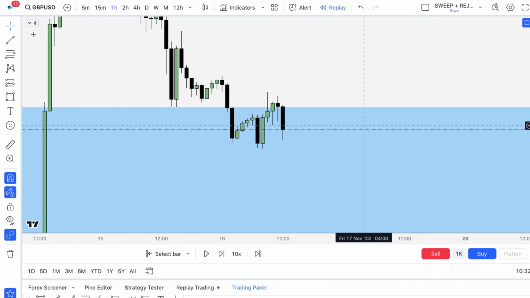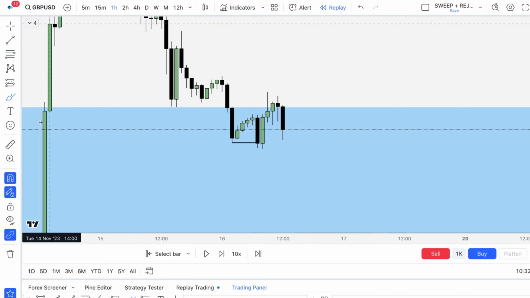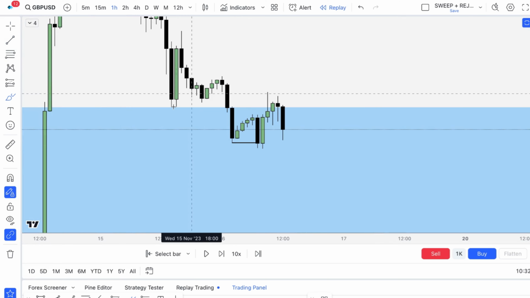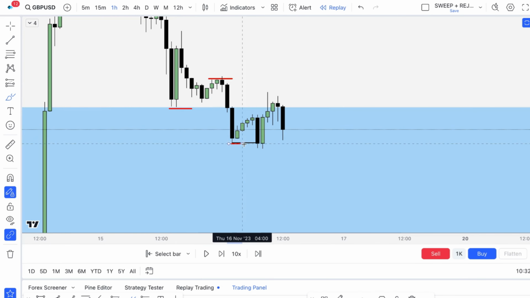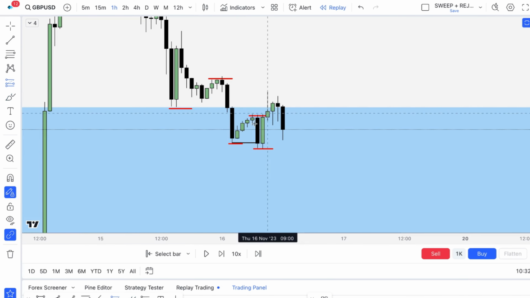So in terms of an entry, what you can see is we get a body close below right here. So in terms of market structure, this is sort of bearish market structure coming down. So we've got a lower low, lower high, lower low, lower high, followed by a lower low. So we're looking for a break above this most recent lower high right here, a break and close above, which is what we get right there.